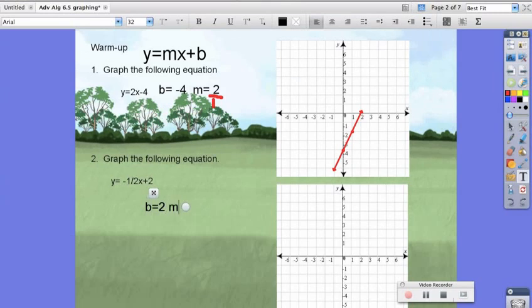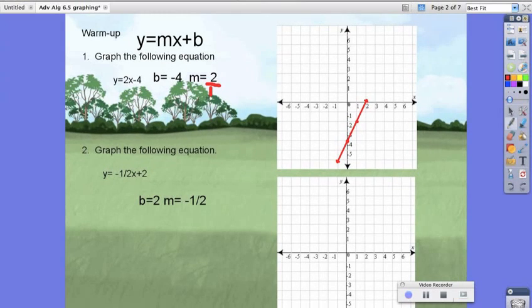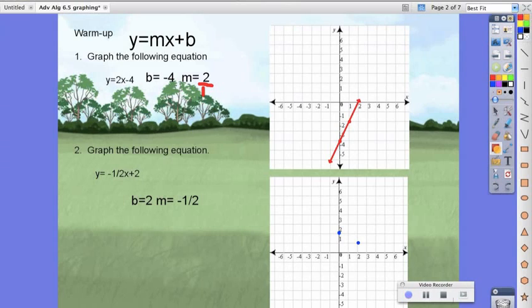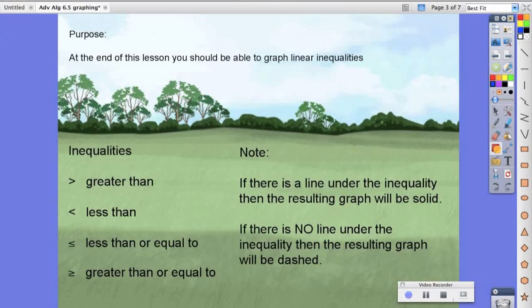Same thing for number 2. b equals 2, m equals negative 1/2. So we're going to do the same exact thing. Our y-intercept is at 2, and our slope is negative 1/2, which means we rise negative 1 and we run 2. From there, we're going to go ahead and draw our line. And we're done.